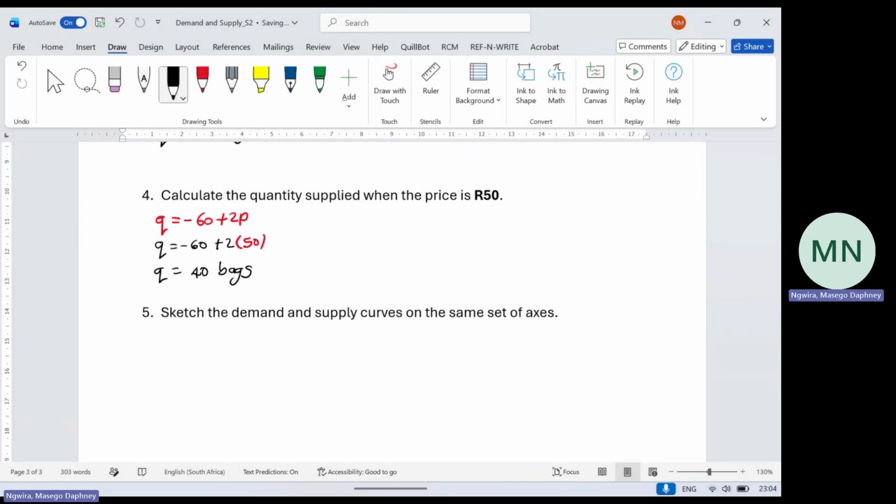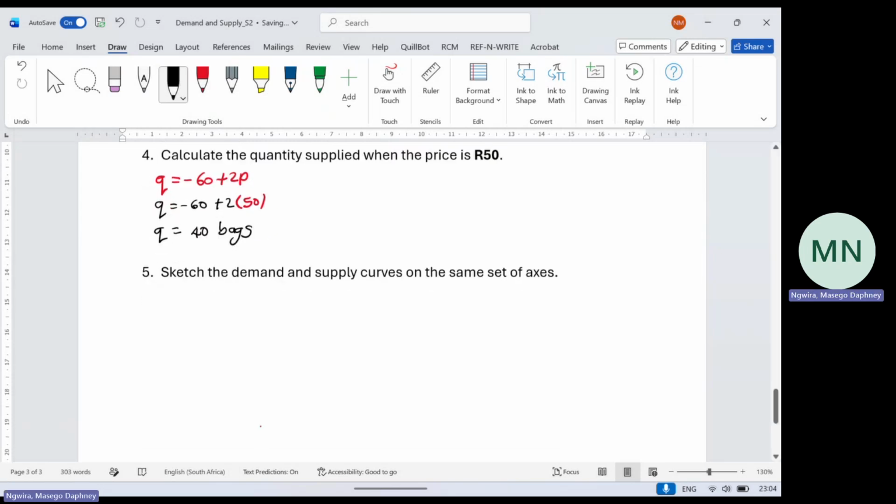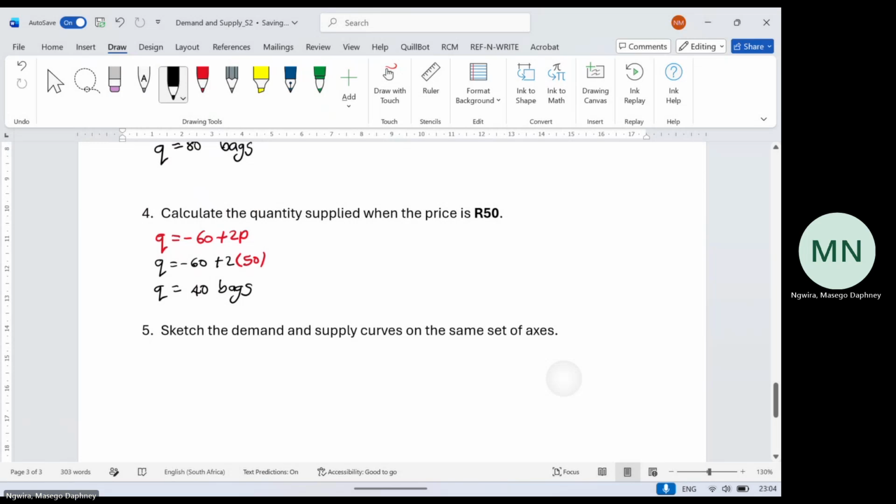And then now we go to number 5. I hope this corresponds with the law of supply, that because of the direct relationship, when the price increases, quantity supplied increases. When the price decreases, quantity supplied decreases. Okay. All right. I hope it corresponds.